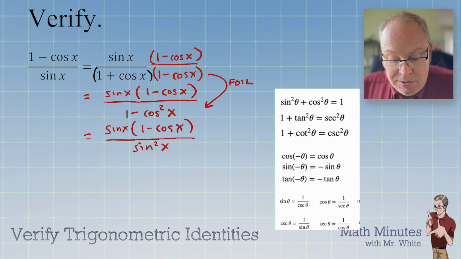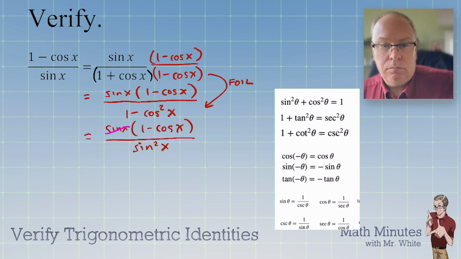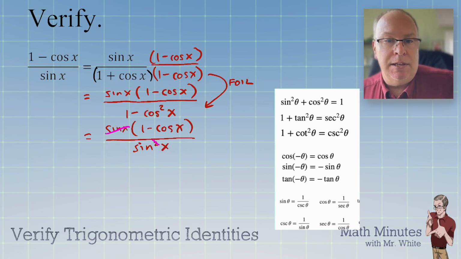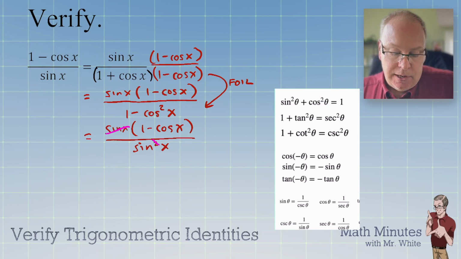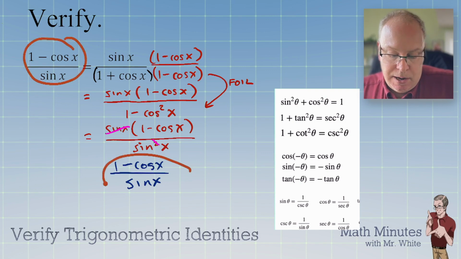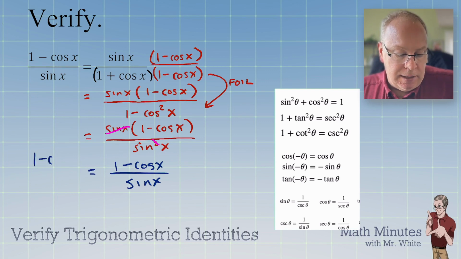All right. Sine x cancels one of the sine x's on the bottom, leaving one behind. So let's rewrite it. 1 minus cosine x is left on the top, and sine is on the bottom. Hallelujah. We did it. That's the same thing that's up here. We transformed the right side into the left side.